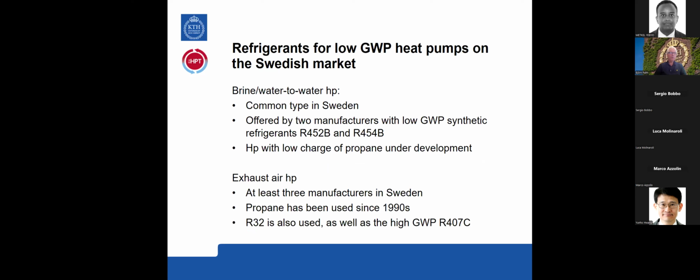Brine or water to water heat pumps. This is a very common type in Sweden. Two manufacturers offer synthetic low GWP refrigerants, as you can see. And heat pumps with low charge of propane are under development from several manufacturers, both in Sweden and in the rest of Europe. When it comes to exhaust air heat pumps, there are at least 3 manufacturers in Sweden, and propane has been used in these type of systems since the 1990s. R32 is also used, as well as R407C to some extent. We'll come back to that later.